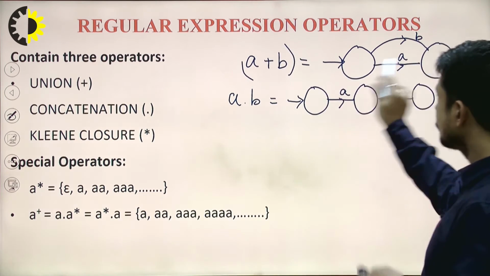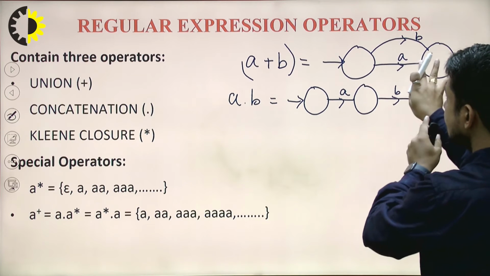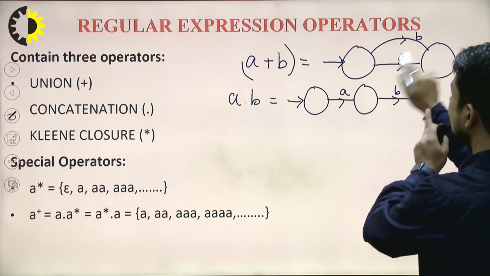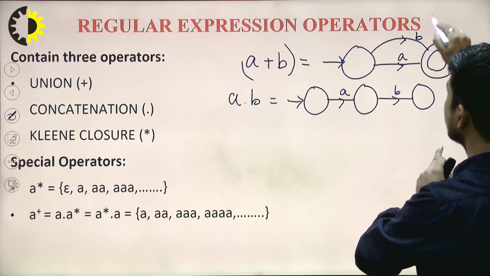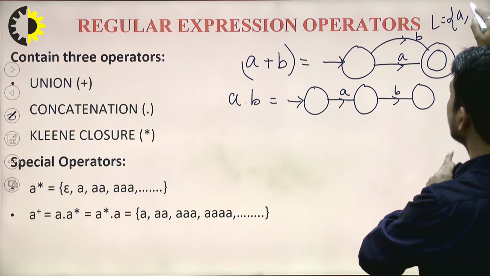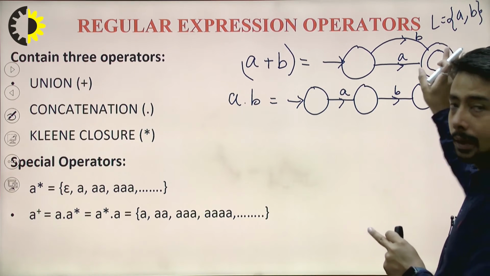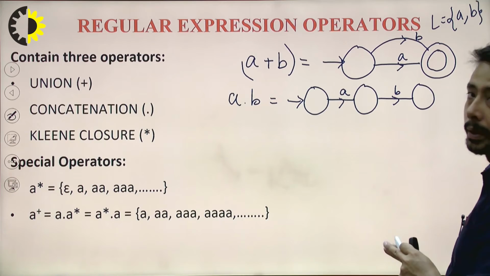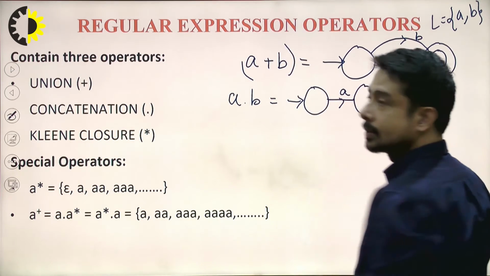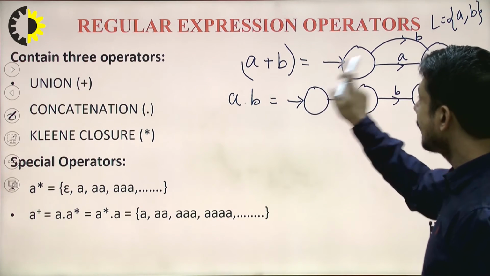If we look into this particular diagram, a single A is going on and a single B. If we take this as a final state, then the language will be what? Only A and B. Am I correct? These will be the two strings that are possible. How is it represented? A plus B. Therefore, this is nothing but length is equal to 1.